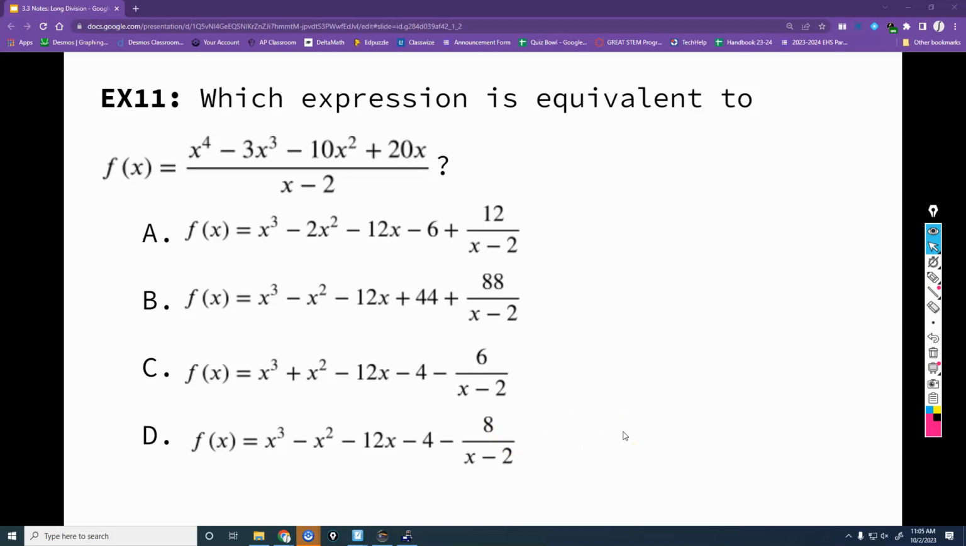You could also type this into Desmos. But that's a lot to type into Desmos, right? You got to test all of those answer choices. It'll work. It's going to take you a while. But they all have different remainders. So what could be the quickest way to do this problem?